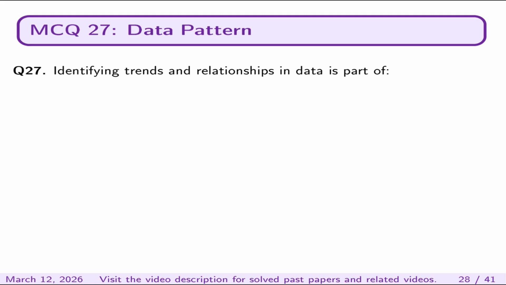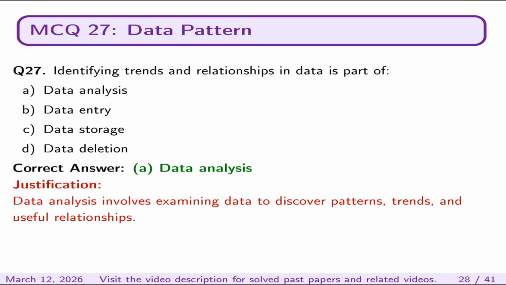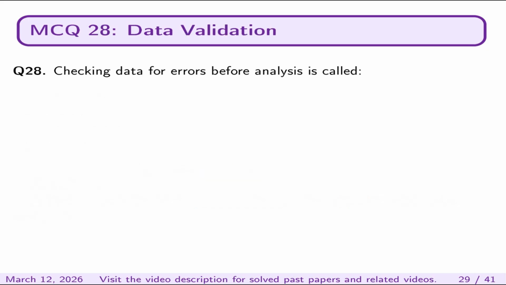Question number 27. Identifying trends and relationships in data is a part of data analysis, data entry, data storage, data deletion. The correct option is data analysis, because data analysis involves examining data to discover patterns, trends, and useful relationships.